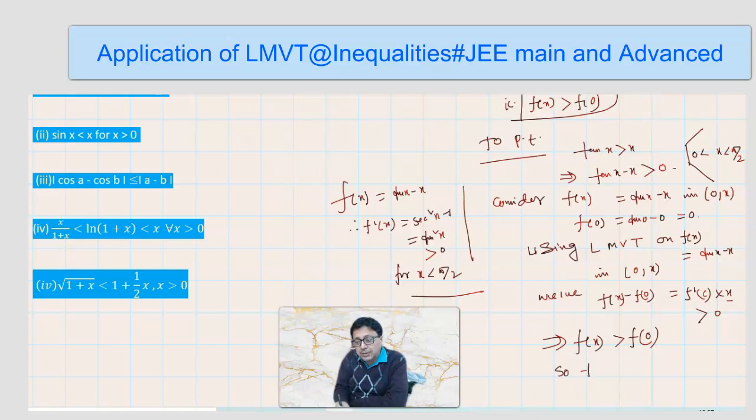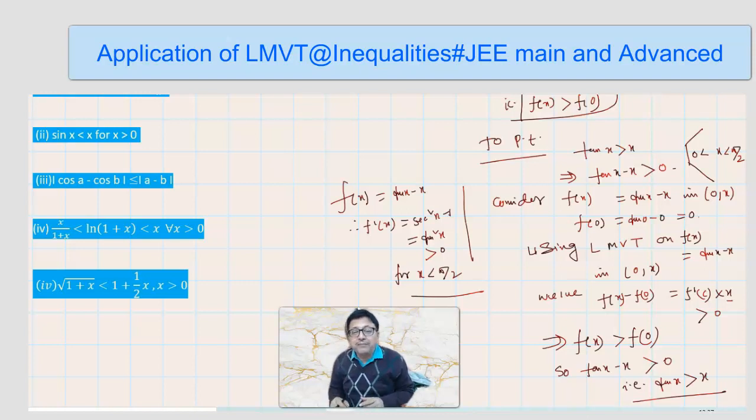So tan x minus x greater than 0. That is, tan x is greater than x. So a very simple method we have followed here to prove that tan x is always greater than x in the interval 0 to pi by 2.